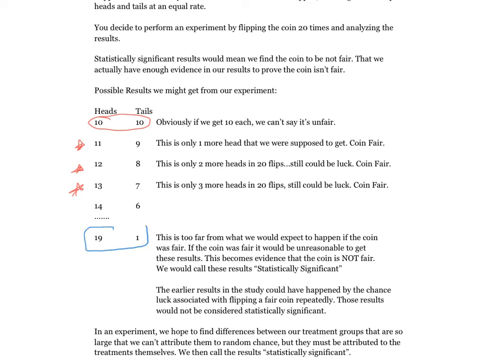Now, it may happen before this point, but let's say you flip the coin 20 times and you get 19 heads and 1 tail. Well, this is too far from what we would expect to happen if the coin was fair. If the coin was fair, it would be unreasonable to get these results. Okay? It would take you a really long time to flip a fair coin and get 19 heads and 1 tail. This becomes evidence that the coin is not fair. We would call these results statistically significant. The early results in this coin flipping study could have happened by chance luck associated with flipping a coin repeatedly. Those results would not be considered statistically significant.